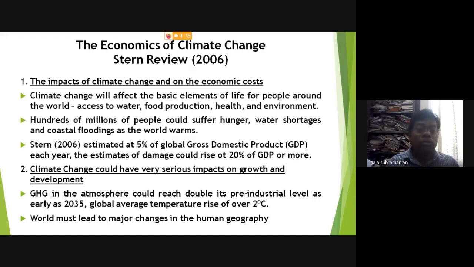So here the first concept is the impact of climate change on the economic cost. The economic cost is very important. He estimated it based on various discount rates. We will discuss the discount rate also. It comes to 5% of the global GDP for each year.